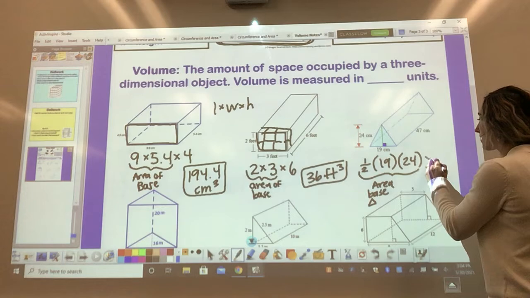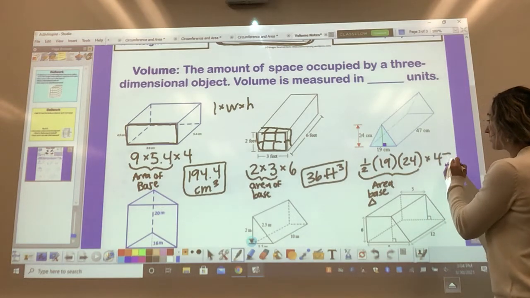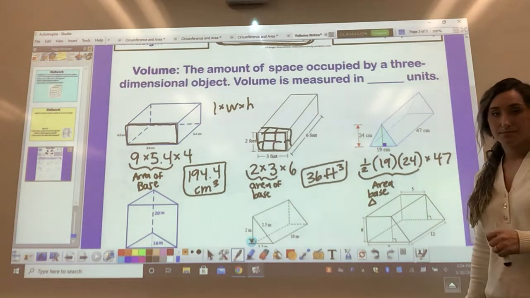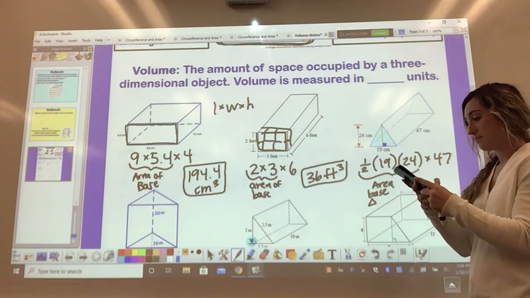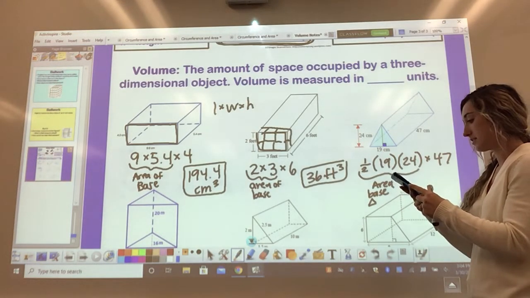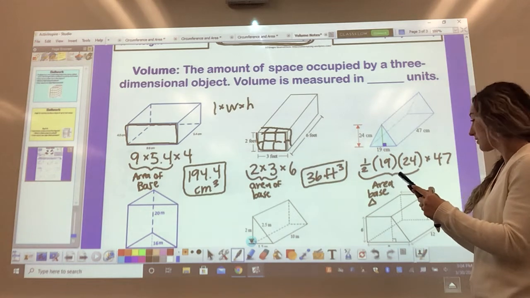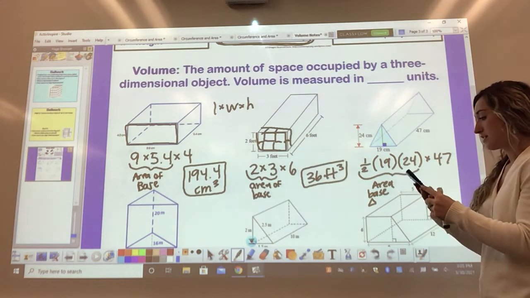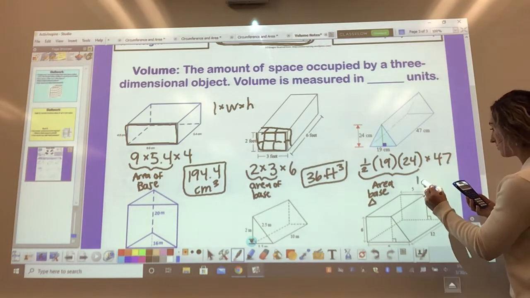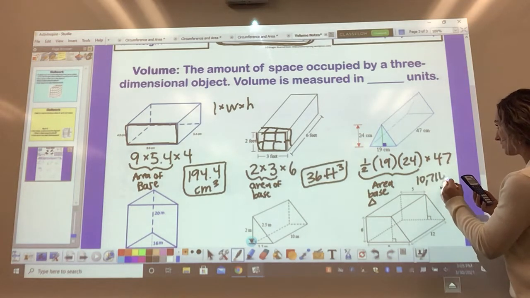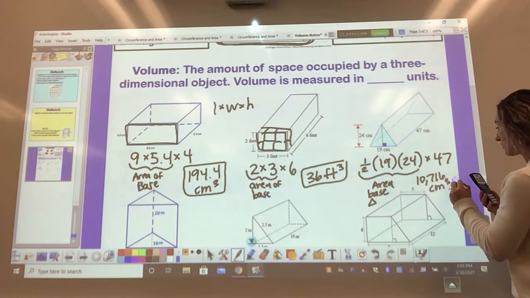And then we multiply that times the height, which is 47. So I'm just going to multiply these all together. 0.5 times 19 times 24 times 47. And you get a pretty large number, 10,716 cubic centimeters.